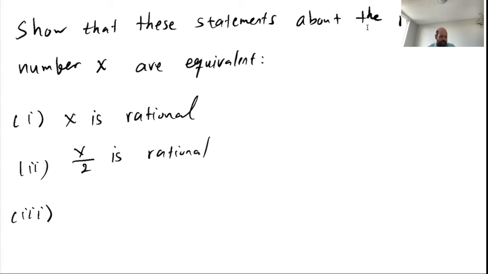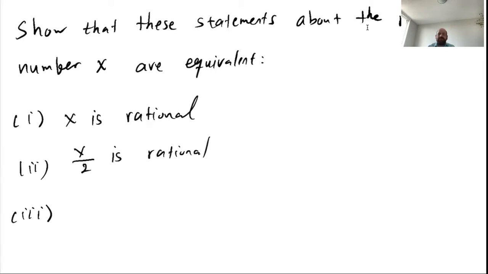Okay, so again, we want to prove equivalence of three statements. The standard approach is going to be 1 implies 2, 2 implies 3, 3 implies 1. So that's very easy. Let's say proof, 1 implies 2. Suppose that x is rational, means x belongs to Q. And I want to show that x over 2 is rational.